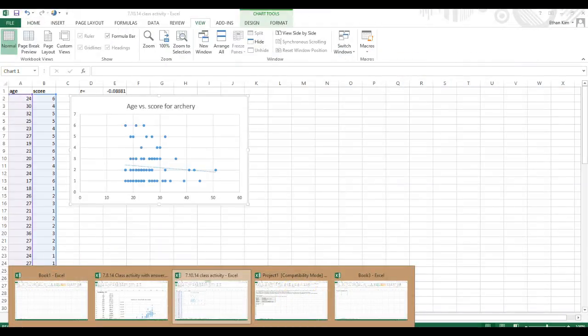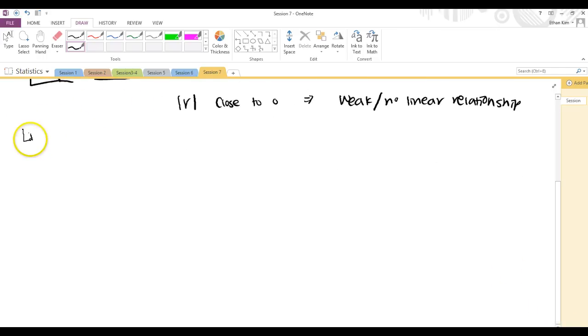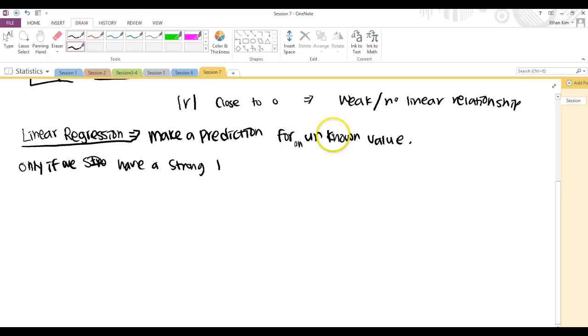So today we're going to talk about something new. And we call that linear regression. So what we are doing essentially when we are doing linear regression is we're trying to make a prediction for an unknown value. Alright? So this is only applicable when we have a strong linear relationship.